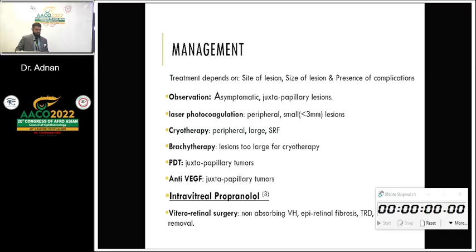We can observe if it is asymptomatic or juxtapapillary. Laser photocoagulation for peripheral lesions less than 3 mm, and cryotherapy for peripheral but larger lesions associated with subretinal fluid. Brachytherapy for regions too large for cryotherapy, and PDT for juxtapapillary tumors. Anti-VEGF if it is an extrapapillary tumor. Also, an important thing: intravitreal propranolol has been under investigation, under trial, but it has provided very good results. Via surgery, we can treat the complications.